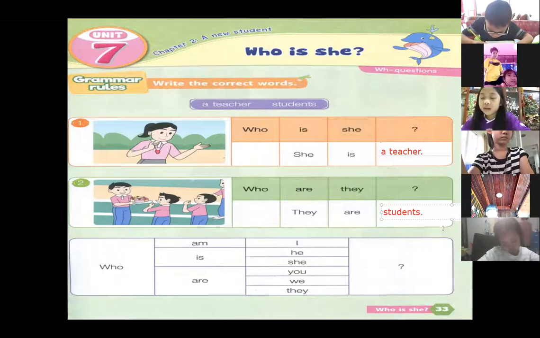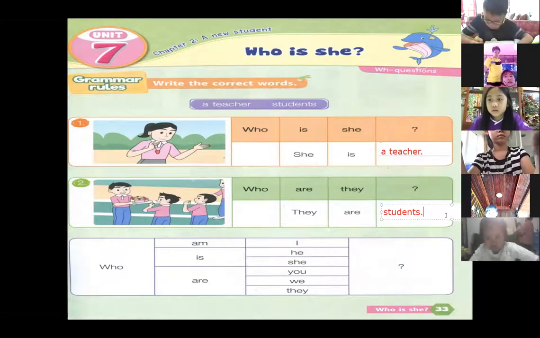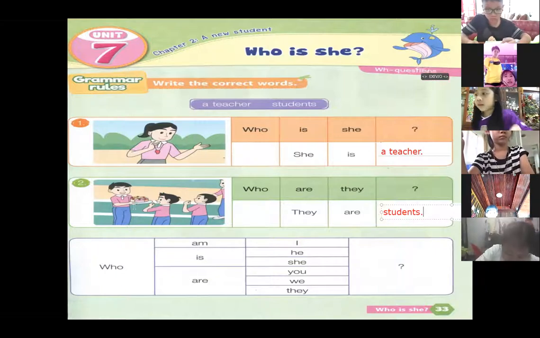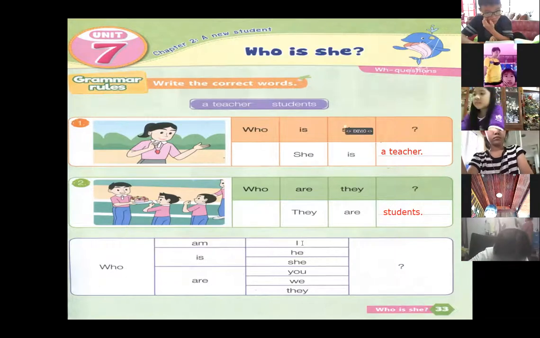Remember, when more than one, we will put S. Who remembers that? Singular and plural. So there are 1, 2, 3, 4 students. So students, all right?